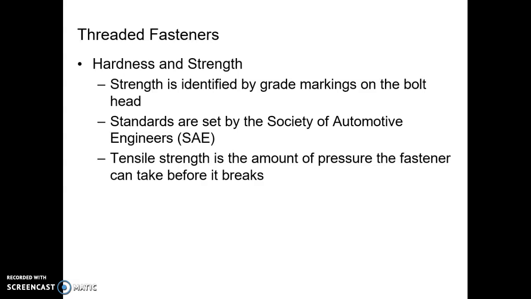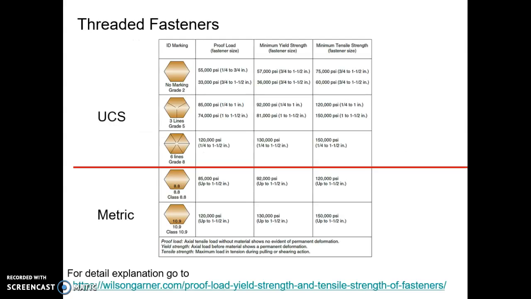Hardness and strength are identified by typically markings on the head of the bolt. And whether it's metric or SAE, either one can have the same distinction. The head of the bolt will tell you the strength of the bolt. This chart gives you an example. You can see that a no marking bolt would be considered a grade 2, 3 lines grade 5, and 6 lines grade 8. In a metric bolt, the higher the number, the stronger the bolt.